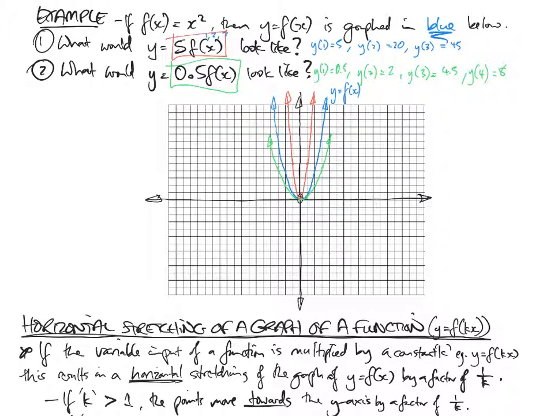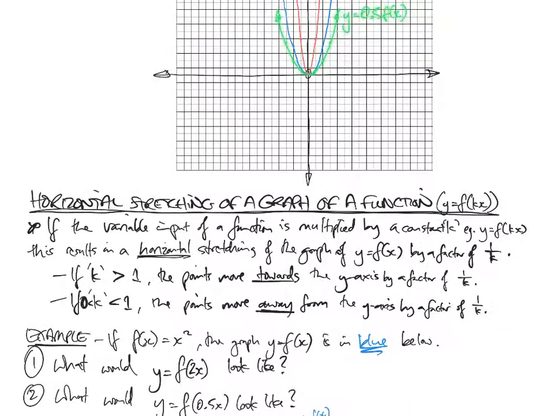So as you can see, it's been stretched. Well, it's been squeezed down a bit. The points are all closer to the x-axis by the factor of a half. So this in green is y is equal to 0.5 times f of x, whereas the one in red is y is equal to 5 lots of f of x. Okay, so that's an example of vertical stretching.